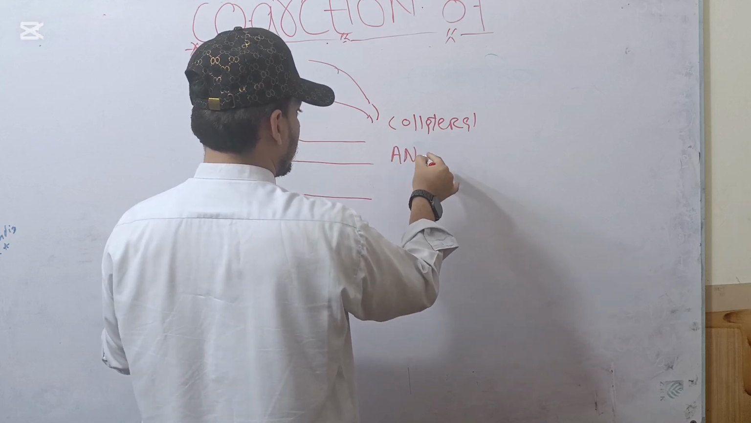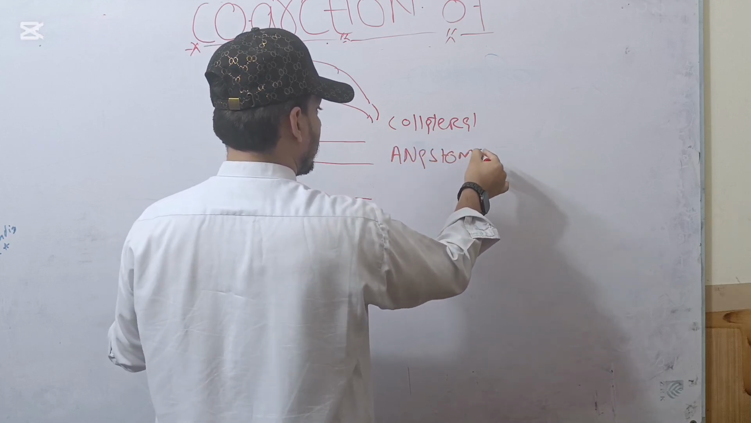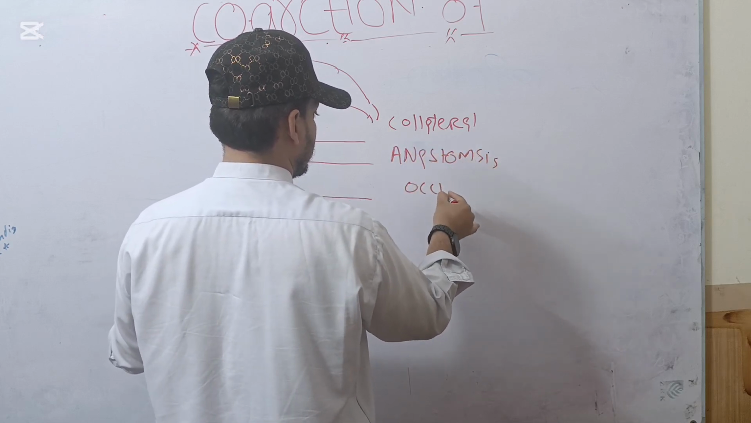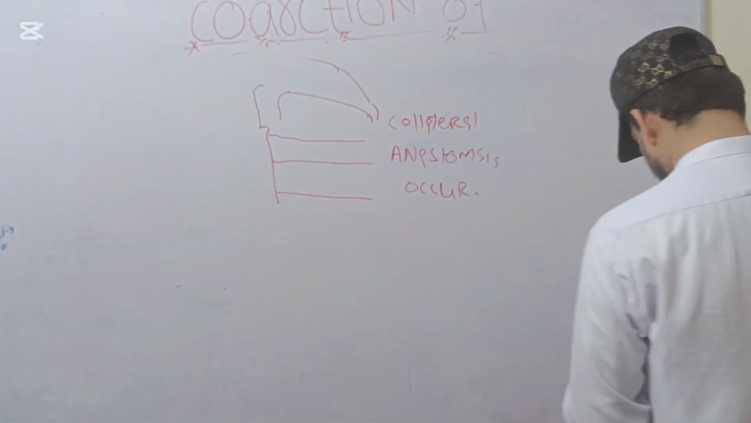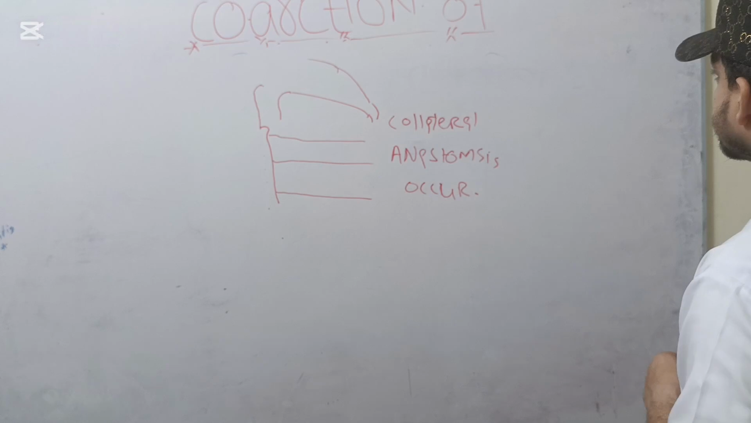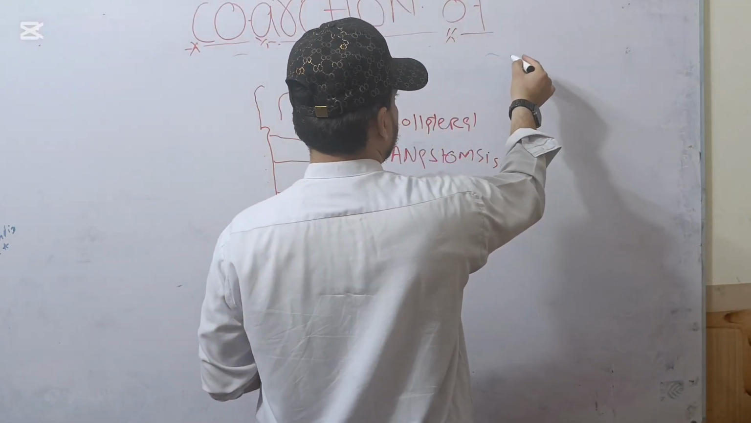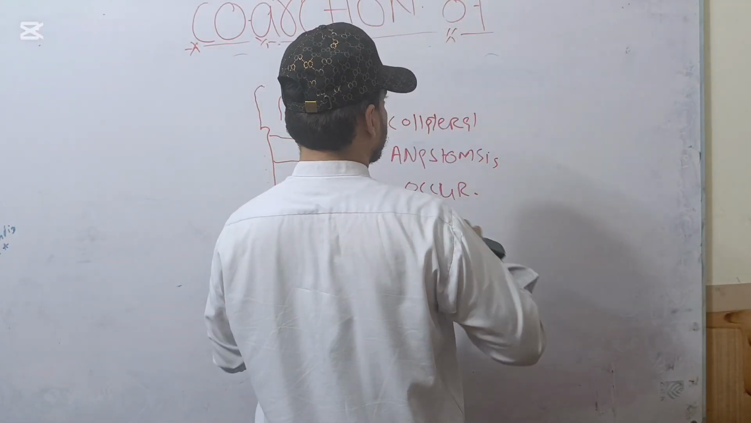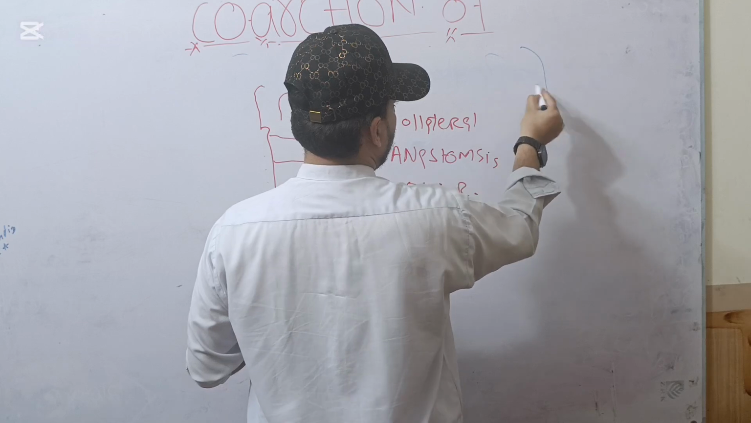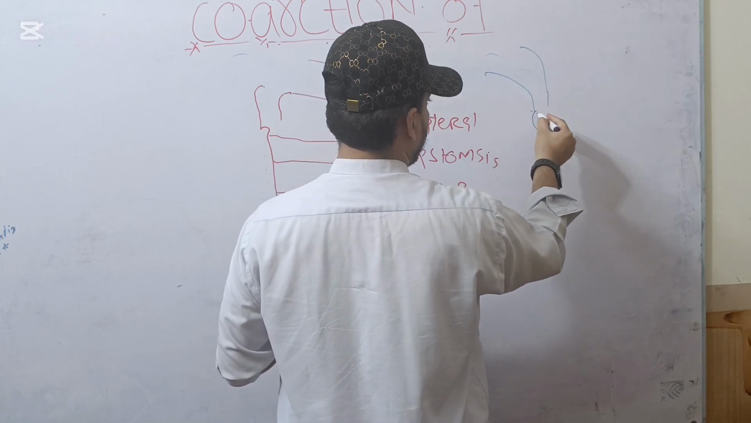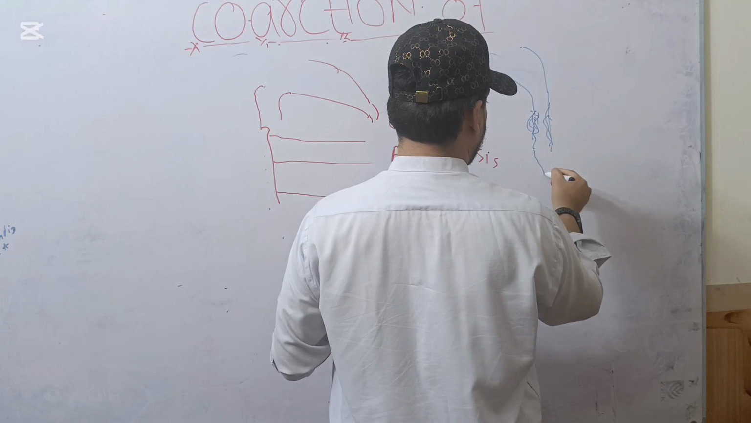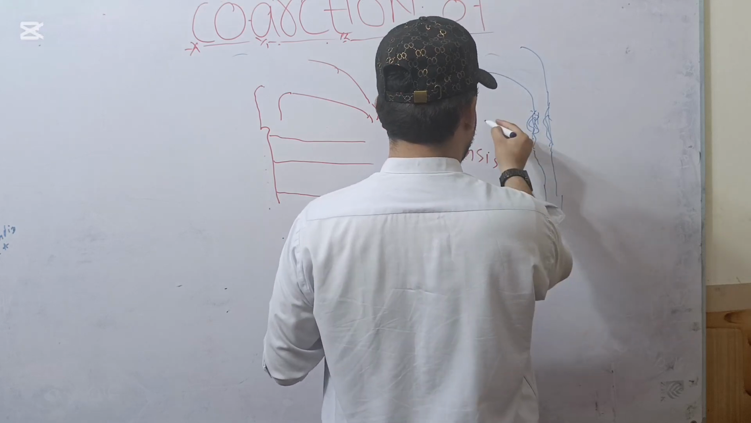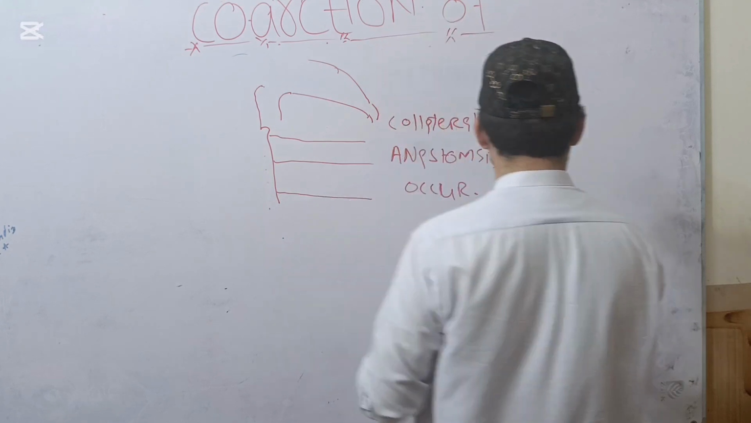Here collateral anastomosis occur. Collateral anastomosis occur. So here is the descending aorta, here an aneurysm can occur, coarctation occurs, and here is the posterior intercostal artery.